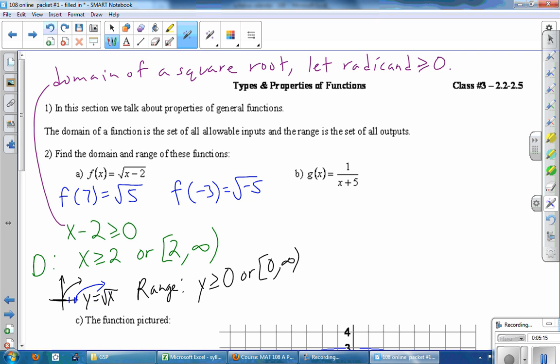Part B, g of x equals 1 over x plus 5. So for domain, there's generally two things to watch out for. You want to take the square root of only non-negative numbers. That's what we saw first. And then the other big issue is to avoid dividing by one very bad number to divide by, and that's 0. So don't divide by 0.